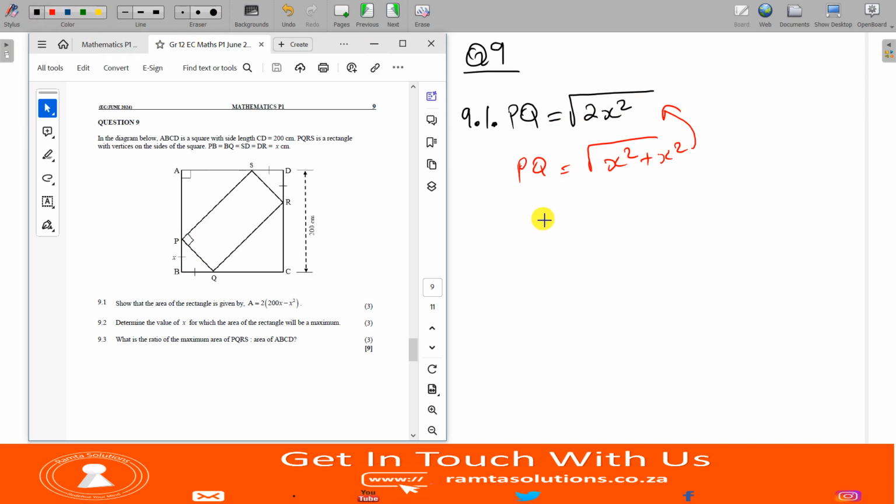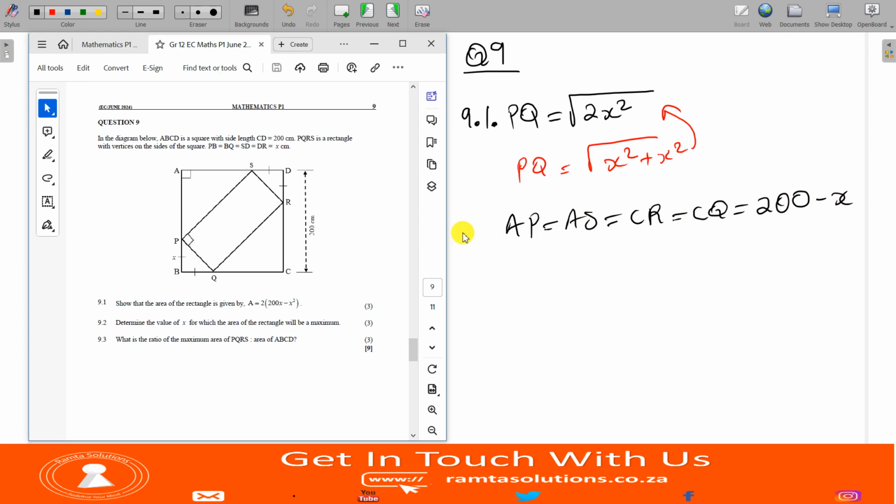Now, let's look at SP. First thing first, I want you to understand that AP will be equal to AS will be equal to CR will be equal to CQ will be equal to this length or this length. Generally, it is 200 centimeters. However, x centimeters was cut, so it is 200 minus x. Are we together? This is 200 minus x.